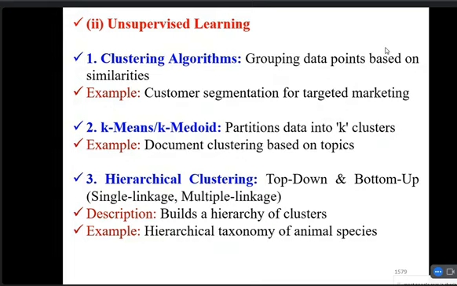Please keep in mind, then document clustering is based on topics. We have hierarchical clustering, like a root node, child nodes, followed by leaf nodes. That hierarchical structuring is called hierarchical clustering. We have top-down and bottom-up approaches, like single linkage and multiple linkage algorithms. It builds a hierarchy of clusters, for example a hierarchical taxonomy. Taxonomy is jargon from unsupervised learning. What is meant by taxonomy? It is the terminology for the classification of animal species.